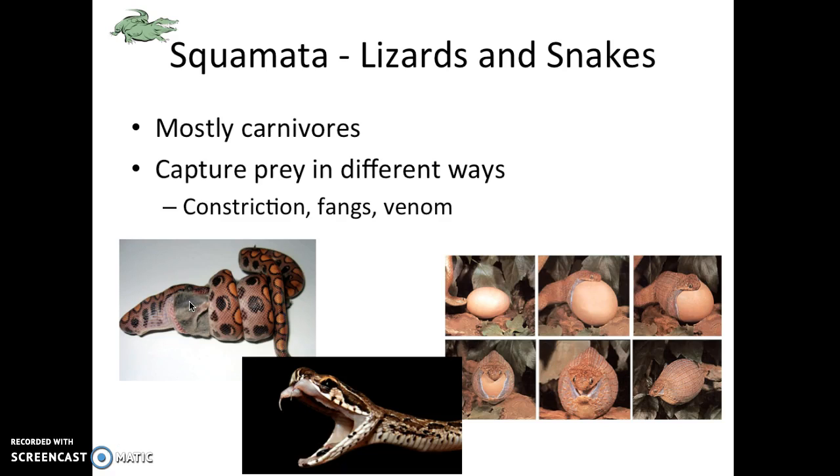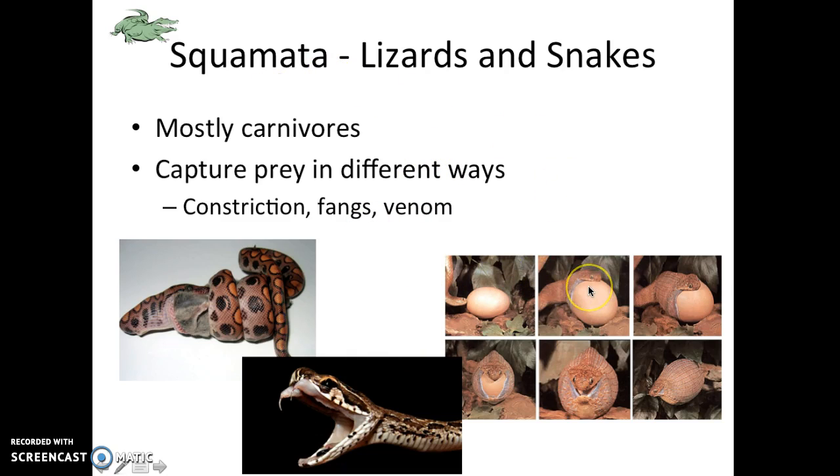Animals in the order Squamata are mostly carnivorous, meaning they eat other animals. They have many different means of capturing their prey, especially snakes. Some snakes use constriction or suffocation to get their prey. Others have well-adapted fangs that can release venom. However, there's only about 300 species of venomous snakes out of about 2,500 different species. So most snakes aren't venomous.